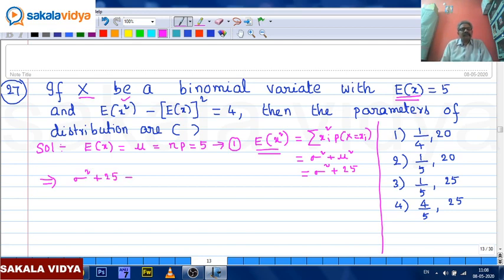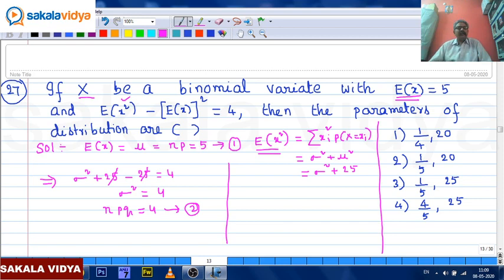So minus E of x whole square, 25, equal to 4. So indirectly here sigma square is equal to 4, given. That means npq is equal to 4, equation 2. Now we need to find out n comma p. Indirectly we have np and npq.